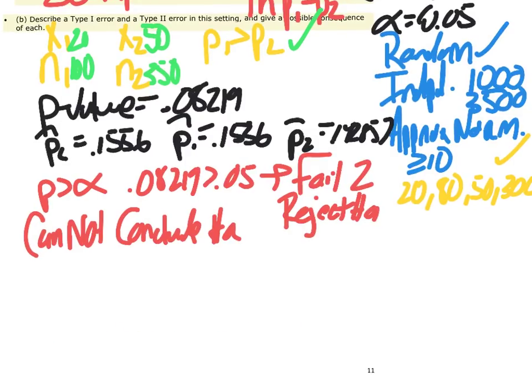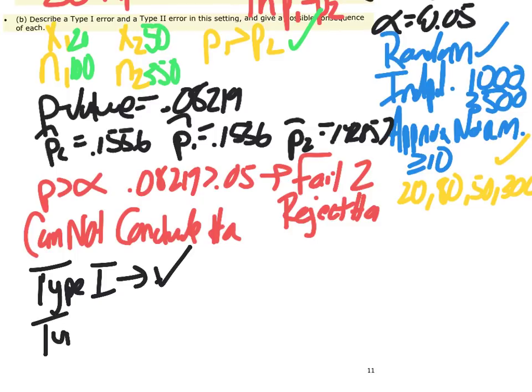Now, part B, describe a type 1 error and a type 2 error in this setting and give a possible consequence of each. So let's jump right into it. Type 1. Remember, for type 1, that means you reject H sub O when you should not have done so. So if we reject H sub O and conclude H sub A, it means we do think there is a difference, and we would conclude that there are fewer defects. If we conclude there are fewer defects, people may believe that the cars are more safe and be more confident in driving them. So type 1 could be an issue with that. We might have more accidents than we'd expect.